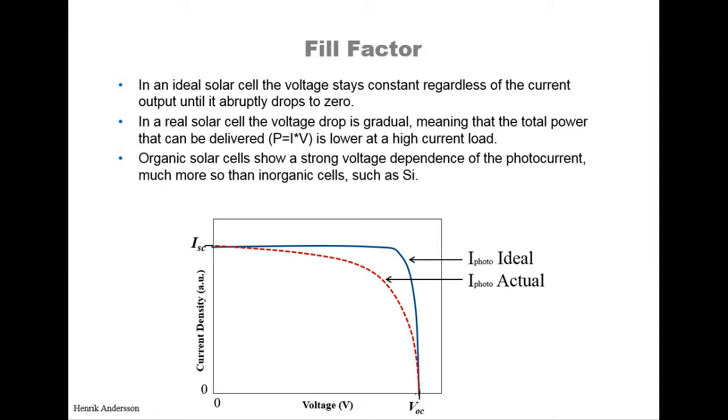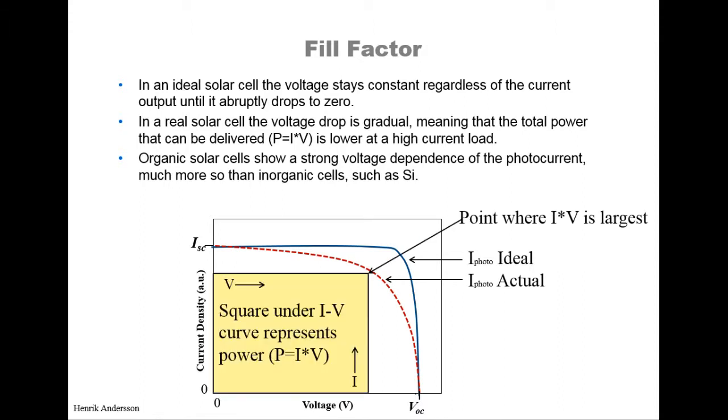Organic solar cells show a strong voltage dependence of the photocurrent, much more so than an inorganic cell. In the example below, we have plotted an ideal and an actual photocurrent in an IV curve. If we then take the point where IV is the largest, and under that we draw the fill factor box, then the square under the IV curve represents power.